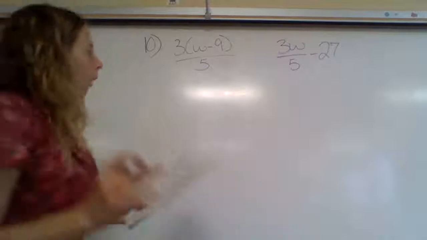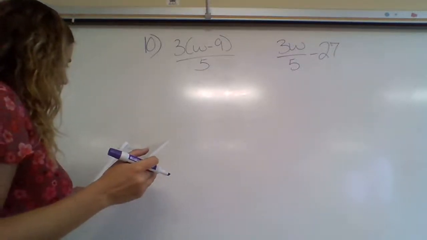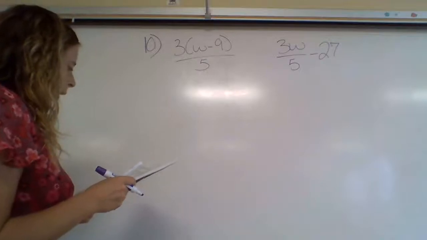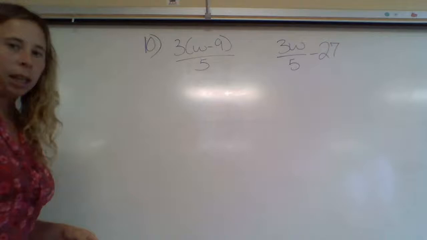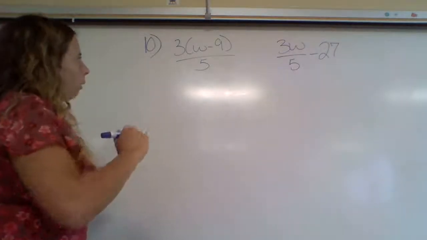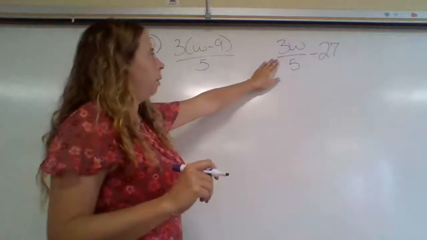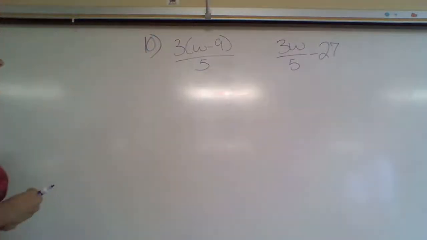Number 10. Okay, this one is determine if the 2 expressions listed are equivalent. Explain your reasoning. Okay, so these are the 2 expressions they give you. 3 times the quantity w minus 9 over 5, and then they give you 3w over 5 minus 27. Are these equivalent?